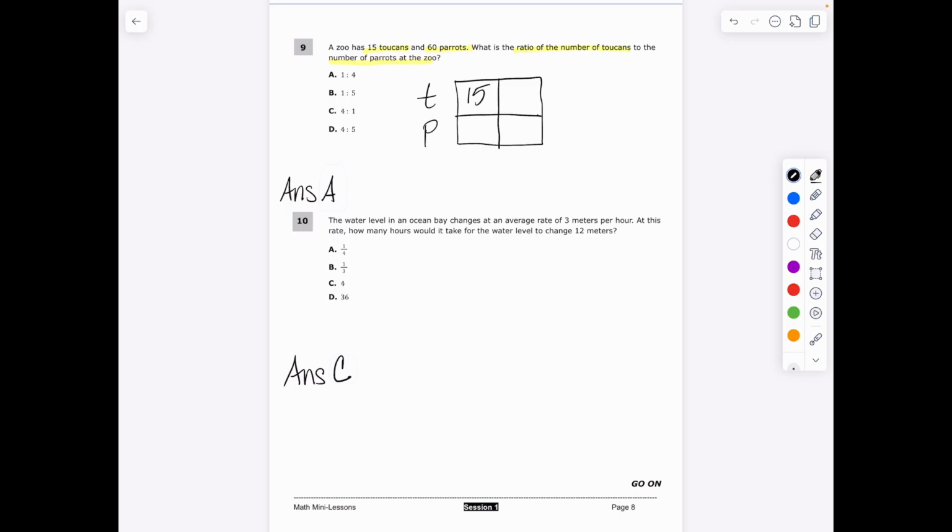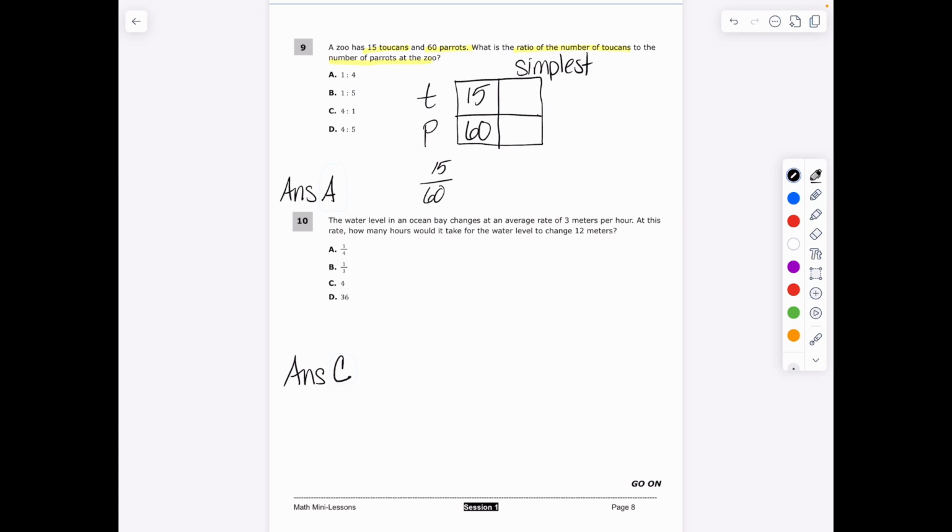So this is a ratio, but what they're actually saying is, what is the simplest ratio? That's what they're really saying, because they gave us a ratio. They just want one in simplest form. So what we have to do is think, is there a number that I can divide 15 and 60 by? Okay, try and think, is there a number? So some kids do this and they start thinking, what can I divide both of these by?